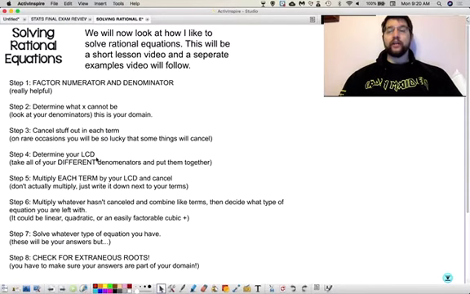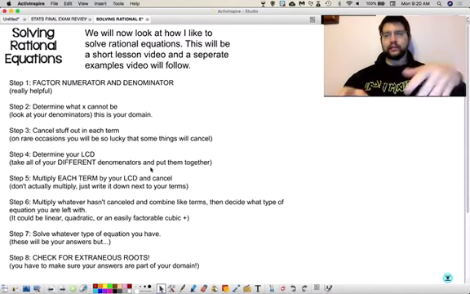After that, you're going to determine your LCD, least common denominator. Basically, you just take all the different denominators and you shove them together. So if you have the same denominator multiple times, like x minus 3 in this one, x minus 3 in this one, x minus 3 in this one, and then maybe the other stuff multiplied to it, you only use that x minus 3 once.